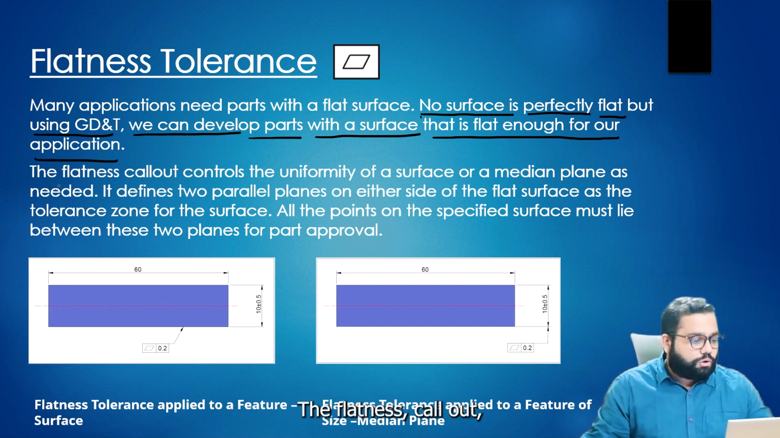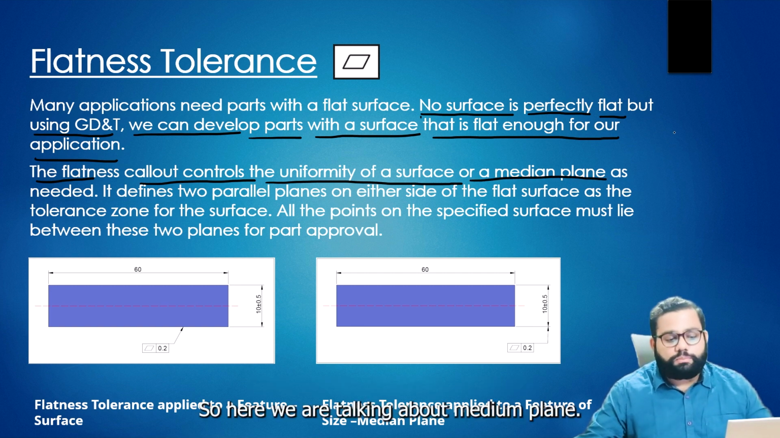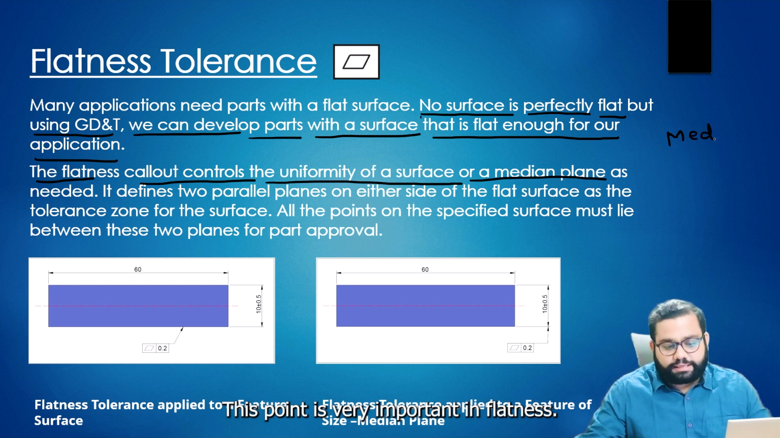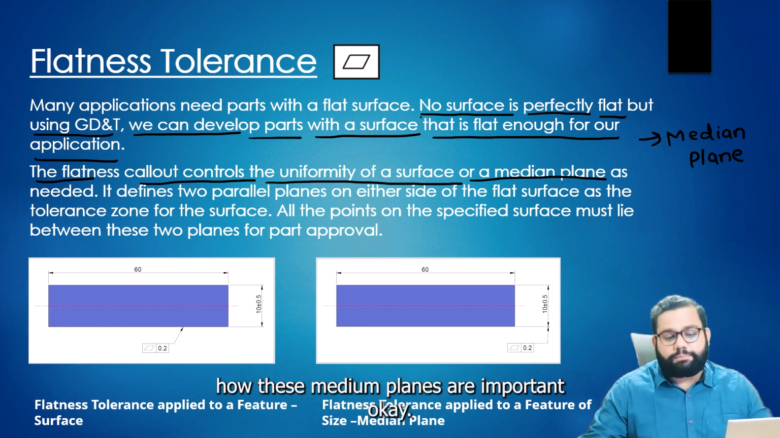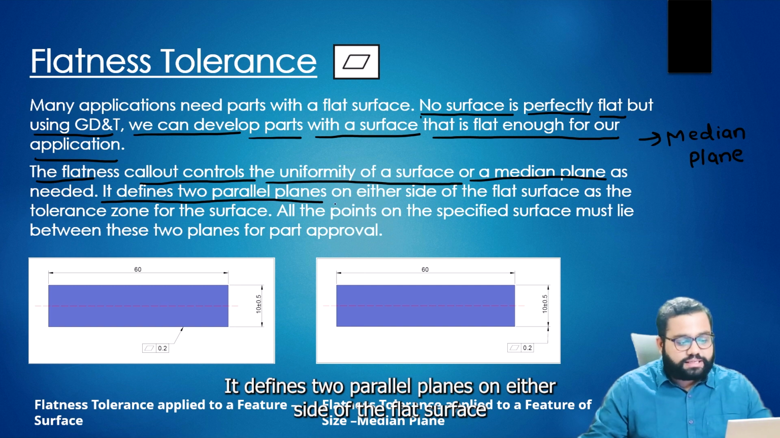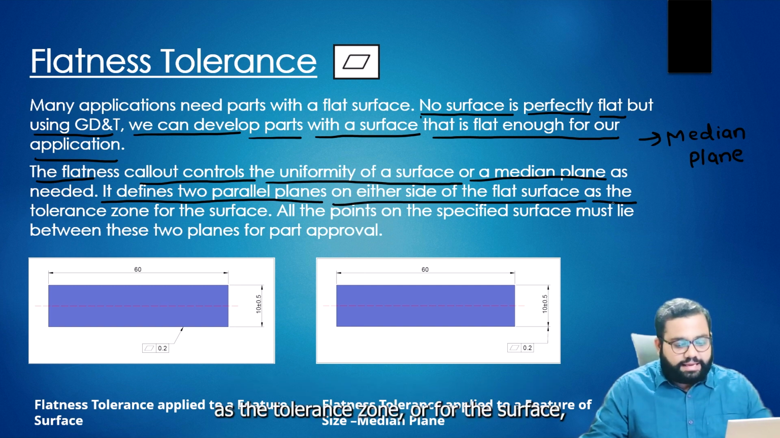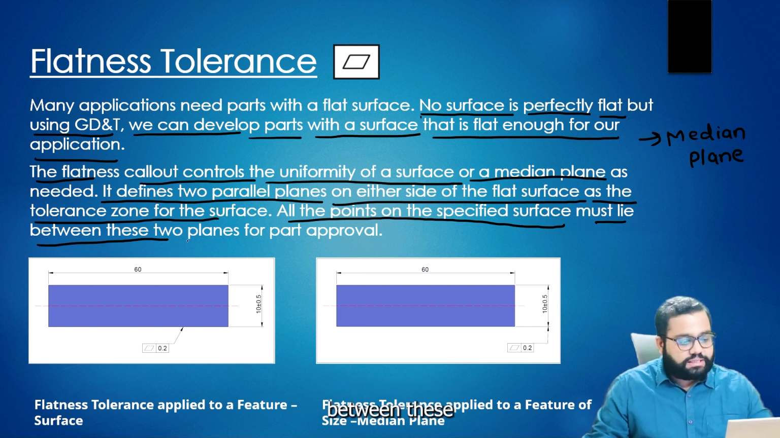The flatness callout controls the uniformity of a surface or a median plane. Here we are talking about the median plane. This word is very important in flatness, and with the help of a 3D overview, I will tell you how these median planes are important. It defines two parallel planes on either side of the flat surface as the tolerance zone. All the points of the specified surface must lie between these two planes for part approval.